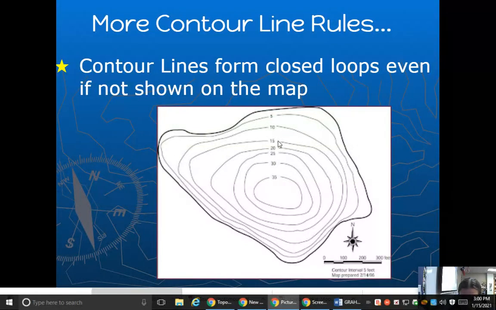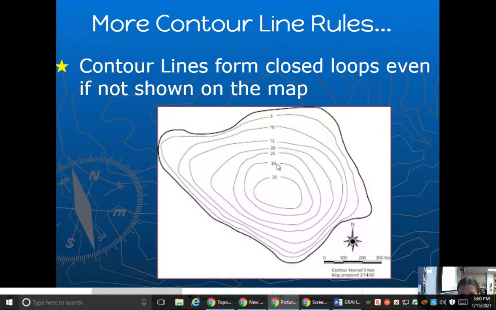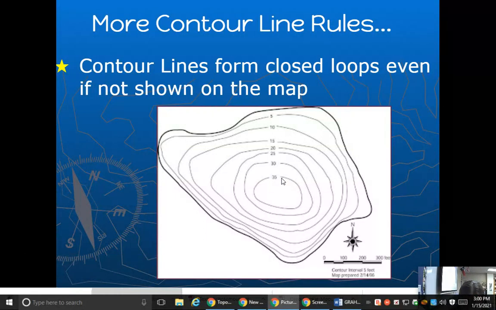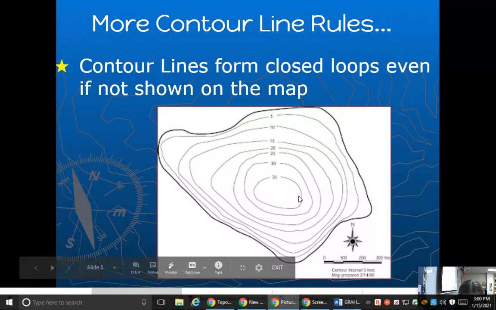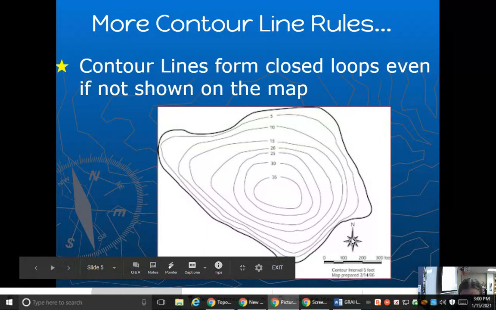So you see it's increasing by 5. Okay, by 5, it depends, it's in feet. So 5 feet, 10 feet, 15, 20, 25, 30, 35. They're all represented by closed contour lines. So if you were at 35, the elevation would be 35 all the way around. Okay, and then the small closed loops are representing the top of the hill, and here this would be the bottom.